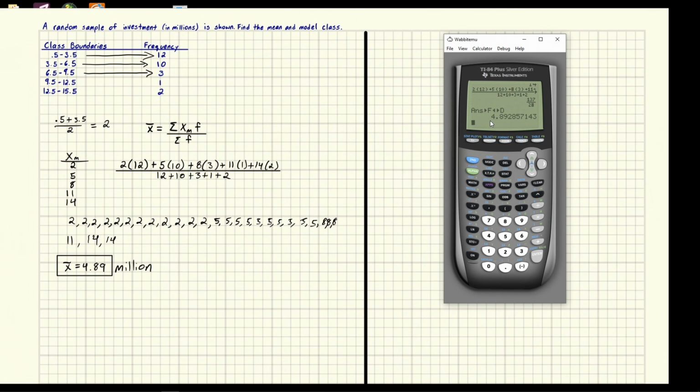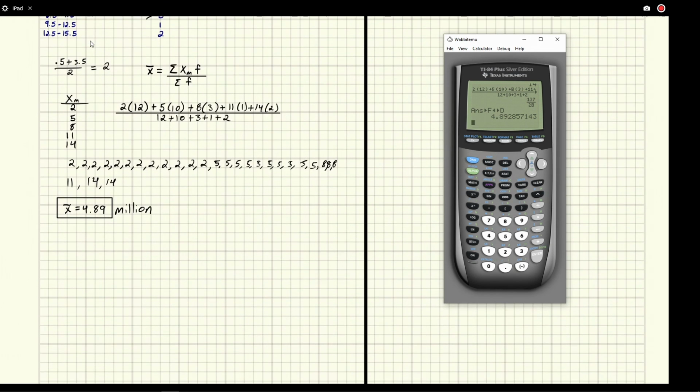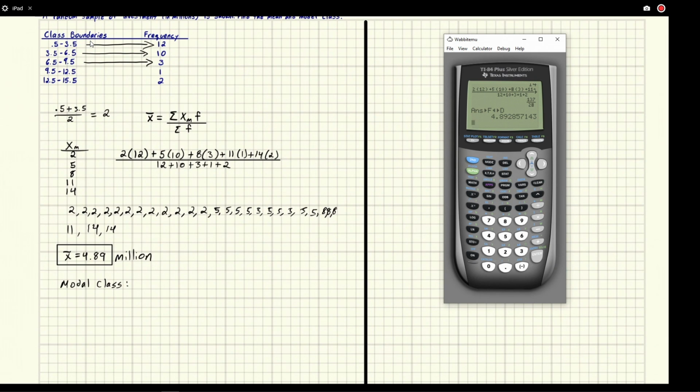And then they also want the modal class. The modal class, mode sounds kind of like most, so that's how some people remember it. It's just the class with the highest frequency. It's got the most stuff in it, right? So here we've got the most 2s. If I asked you what the mode of this one was, well, it's very clear there's a lot more 2s than anything else. We can just look at the frequency and say this one's got the highest frequency. So the modal class is this class right here, the one that goes from 0.5 to 3.5.